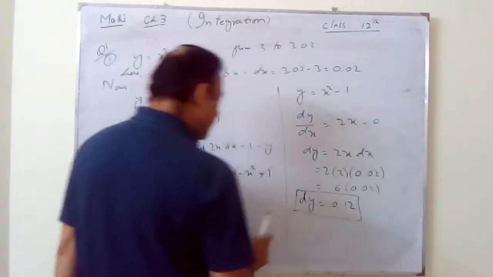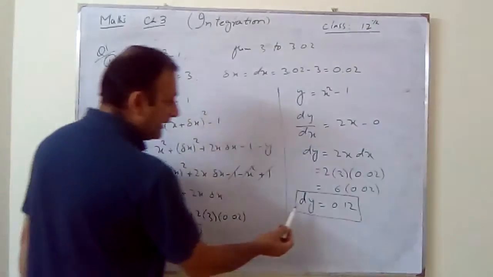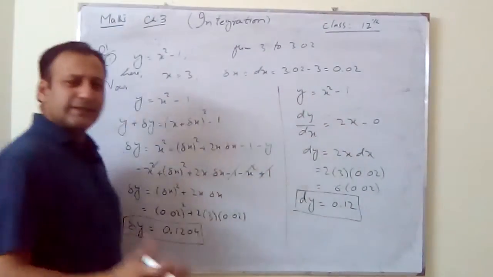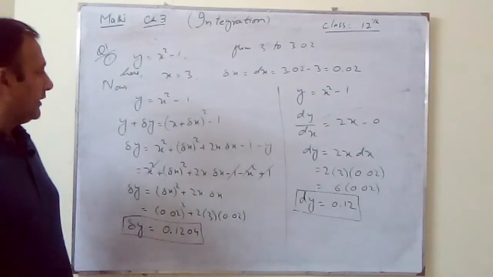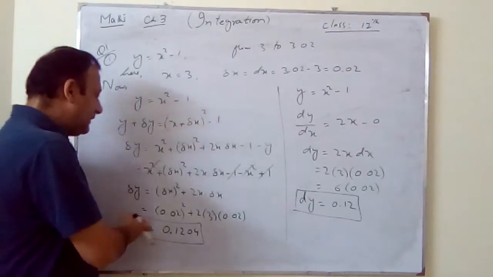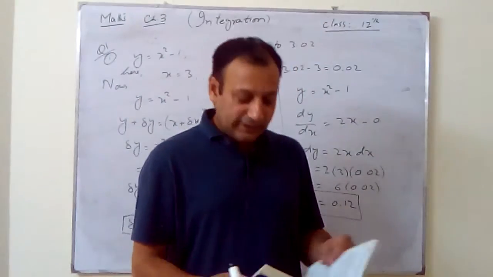So there is a slight difference between these two. Delta y is 0.1204 and dy is equal to 0.12. But the question is saying find the values of delta y and dy. So this is the method of how to find the values of these two.